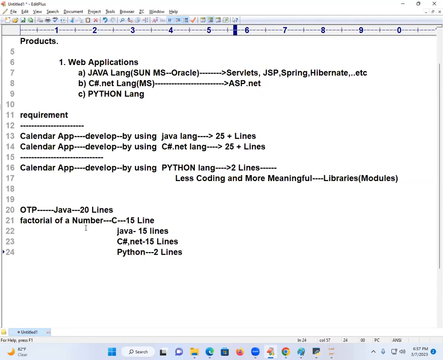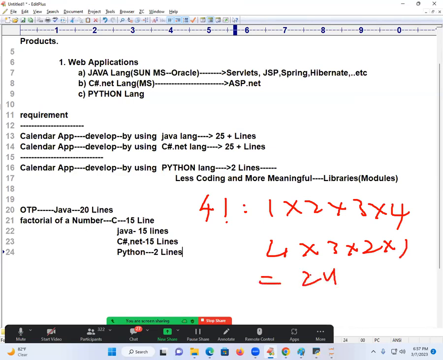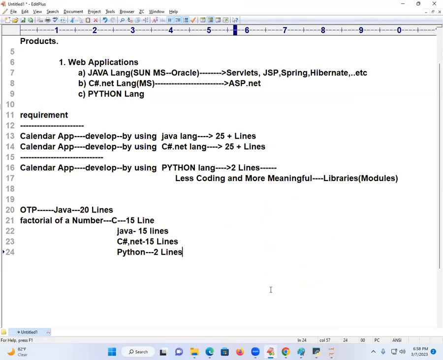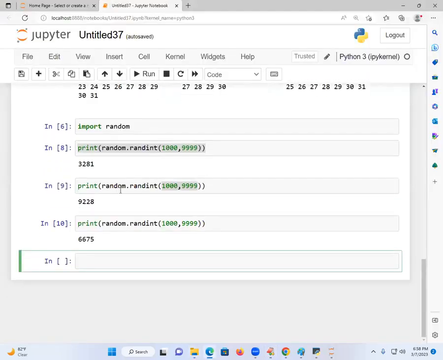How? You take it. 4 factorial is equal to what? 1 into 2 into 3 into 4 or 4 into 3 into 2 into 1. Anyway, I can write it or not. It is equal to how much? 24. Sir, how simple it is? Go to Python. Actually, you don't know. You said 2 lines, but you don't know how to write it.